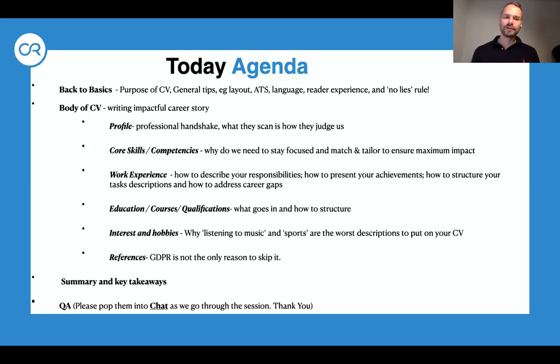We'll talk about interests and hobbies, and as I always put it jokingly, why listening to music and sports are really the worst descriptions to put on your CV. Then we'll talk about references, and GDPR is not the only reason to skip them. Then we'll have some summaries, some key takeaways, and we'll go into Q&A. That's why I keep saying, please pop the questions into the chat as we go through the session. I will spend at least 15 minutes at the end responding to all of your questions.